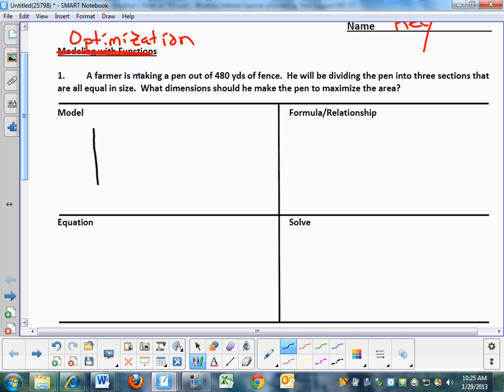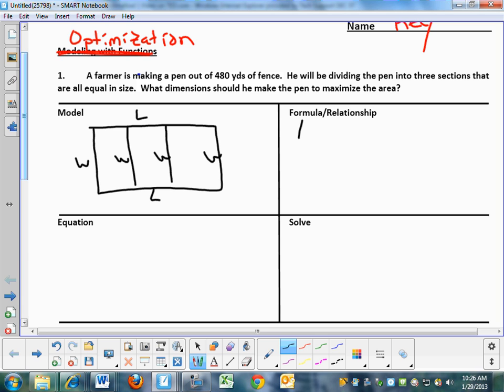So here I'm just going to model the problem. I'm going to draw it. And he's going to divide it into 3 sections that are equal in area. Okay? And so I guess you could give some dimensions here. We have width, length, and length. And what are we trying to maximize? Area. Well, you know that area is equal to length times width, correct?